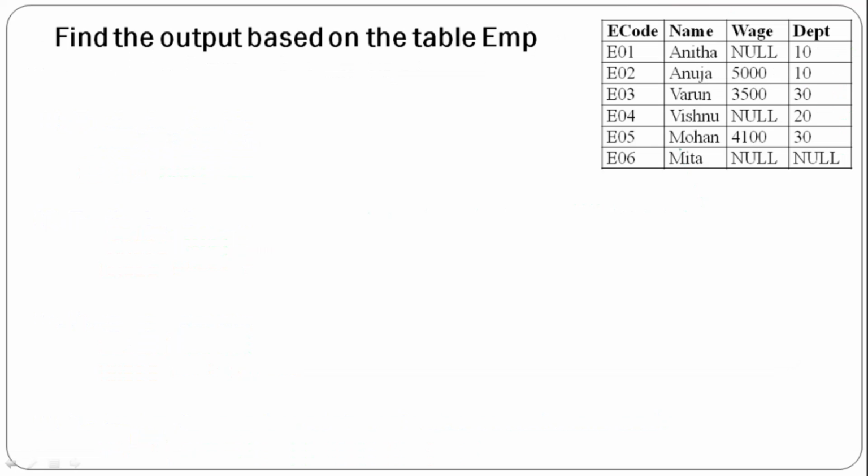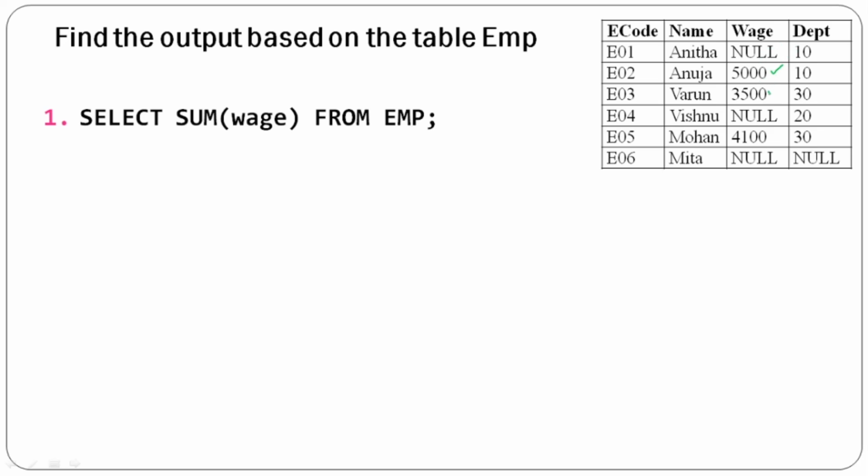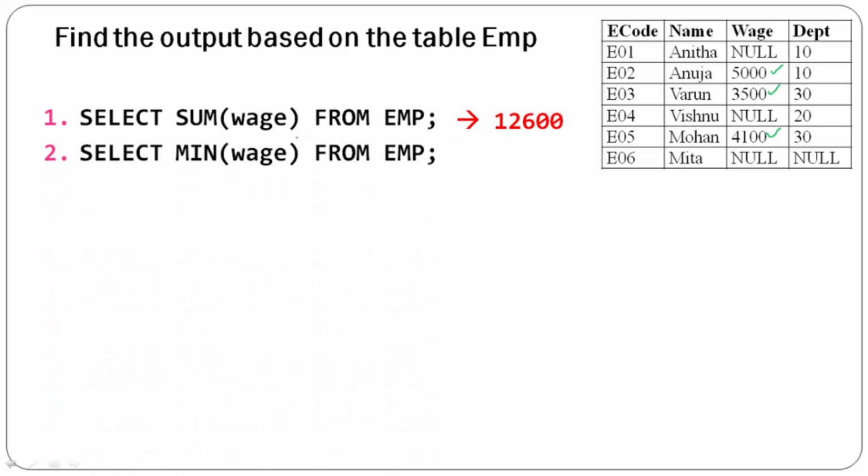Next we are using this EMP table. SELECT SUM(wage) FROM employee. We can see the wages are 5,000, 3,500 and 4,100. By adding all these wages, we get the output 12,600. The next question is SELECT MIN(wage) FROM employee. The minimum wage is 3,500. The output will be 3,500. We have to eliminate these null values while performing an aggregate function.